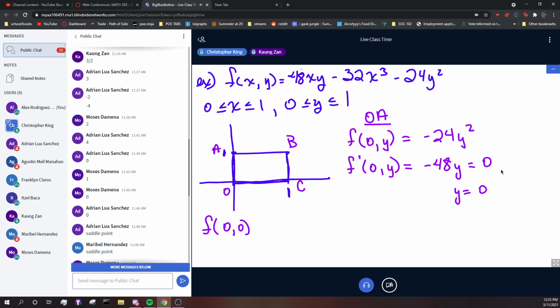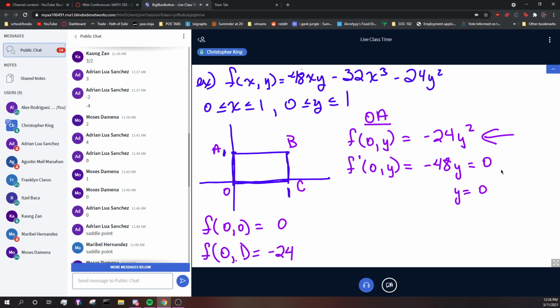Well, I realize that 0, 0 is one of the endpoints, so I do need to also evaluate the other endpoint. The other endpoint is going to be f of 0, 1. Now I'm going to look at this simplified version. At 0, 0, I get 0. At 0, 1, I get negative 24. So this is what I get off the first segment.